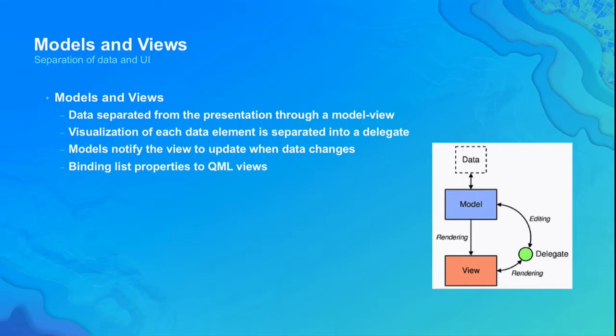Models will notify the view, kind of like property binding. The models will notify the view when any of those particular rows' data has changed, and they pretty much will do it for you, which is really nice. And you can bind these list properties to QML views. List properties are typically in our QML API, where we have some properties that are these list types. You can bind these as models directly to QML views.